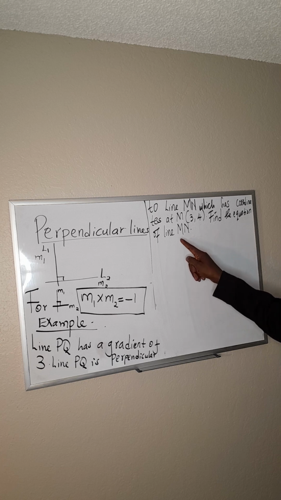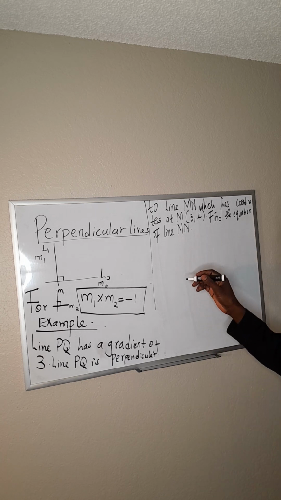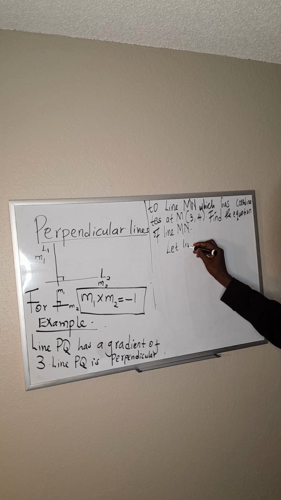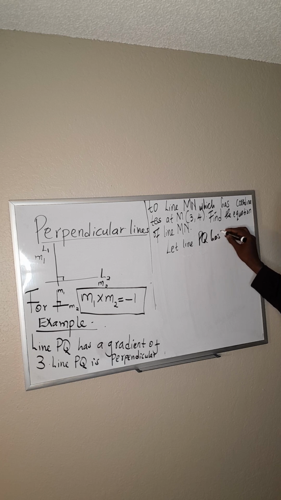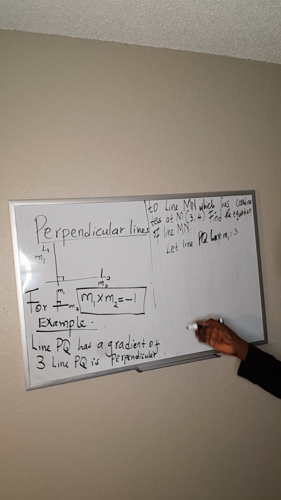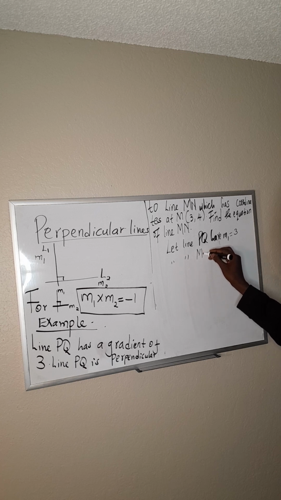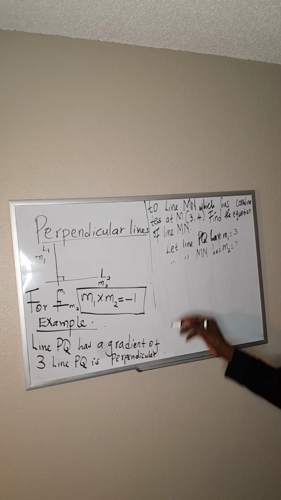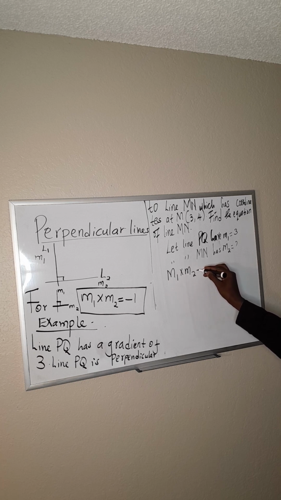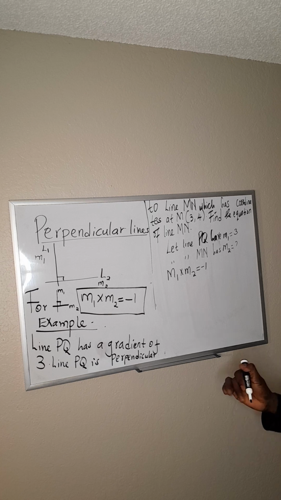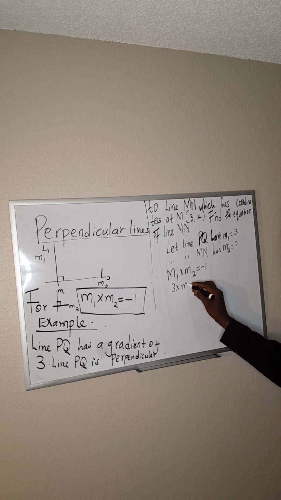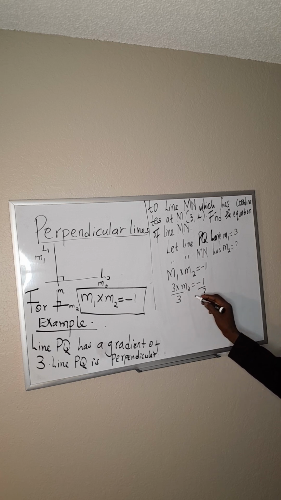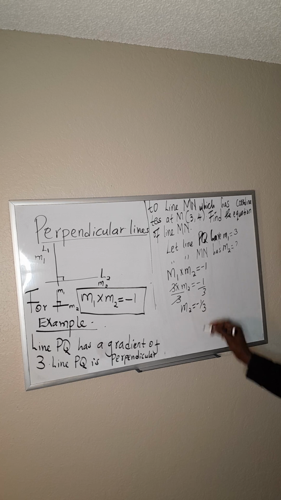What do we do? First of all, before we find the equation of line MN, we must have the gradient. Let line PQ have M1 as its gradient, which is equal to 3. Because they are perpendicular, line MN has M2, which we don't know. But by the fact that they are perpendicular, if I multiply M1 by M2, I must get -1. There is no negotiation about that. M1 is 3, multiplied by M2 must give -1, so I divide everything by 3. M2 is equal to -1/3. So this is the gradient of line MN.